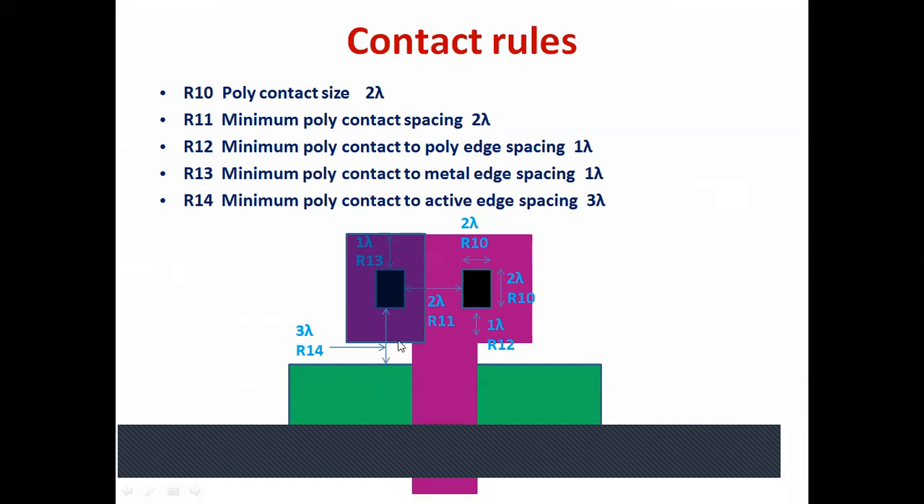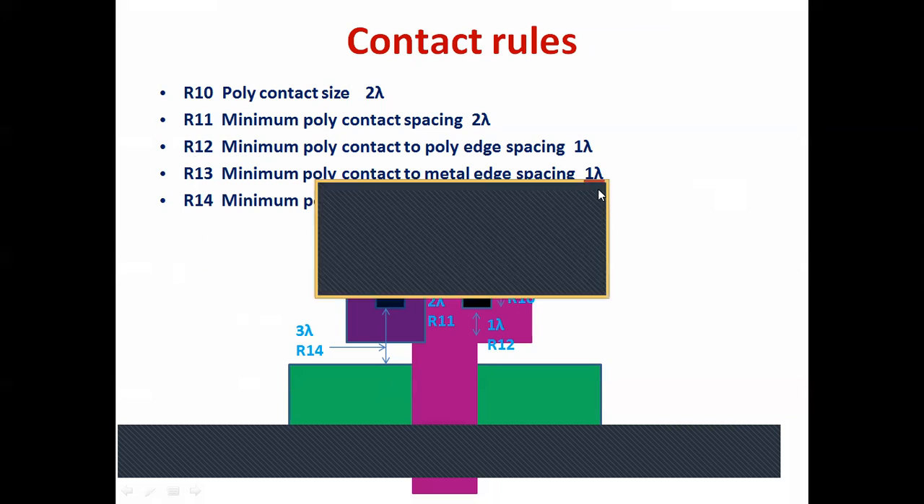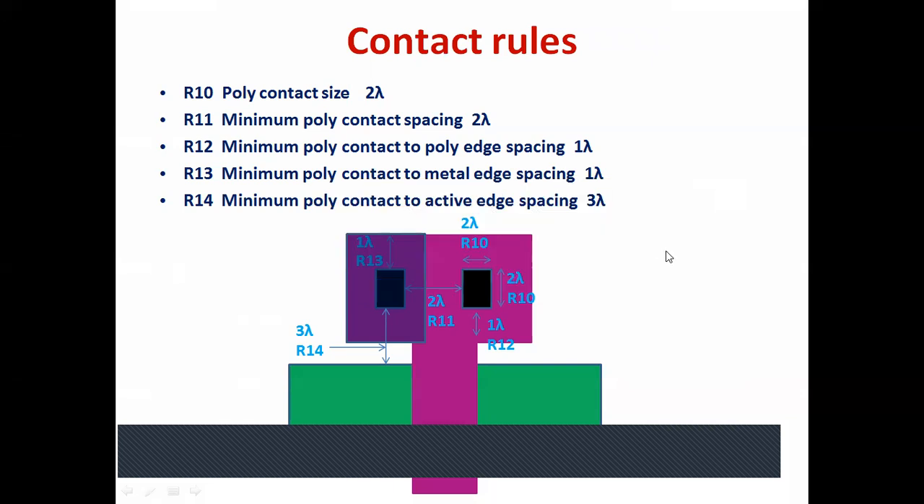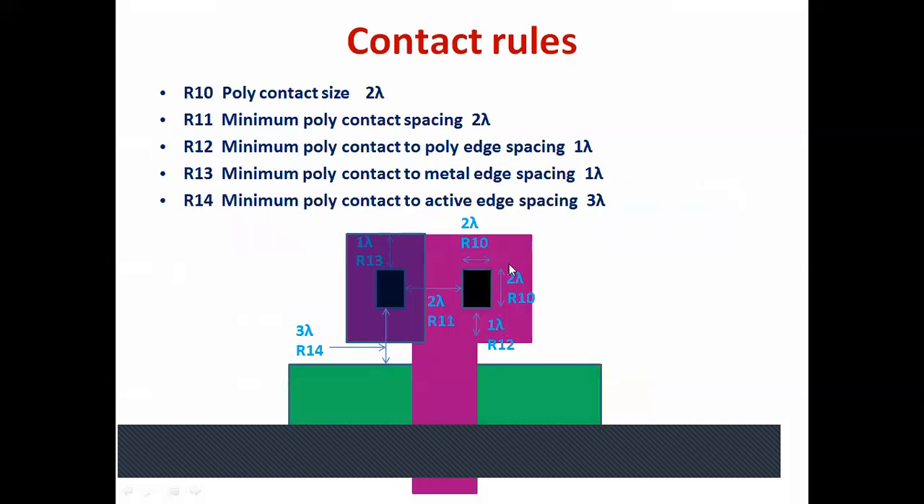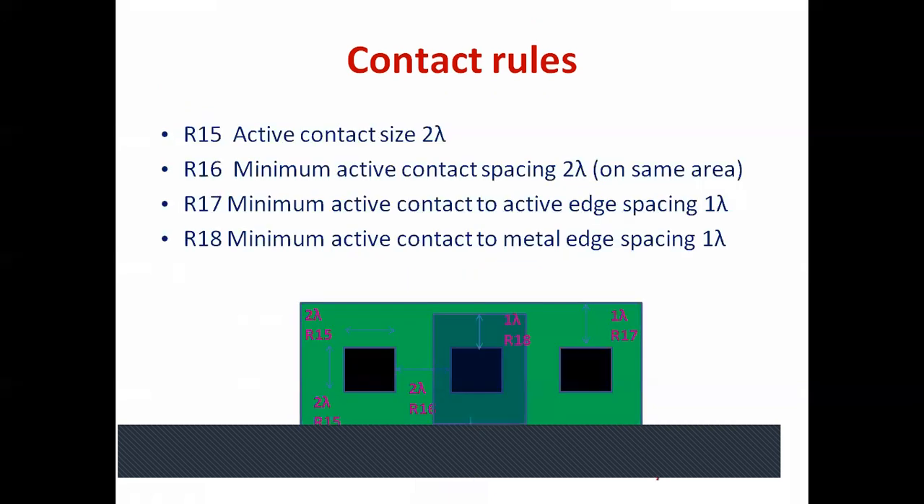So in this way, this particular slide is showing you how many rules? R10 to R14, means total 5 rules. Up till now we have seen 14 rules. So let us go with the next rule. Again, contact rules. Now here I am showing contacts to active area. The earlier slide was polysilicon contacts, but we take contact to active area also.